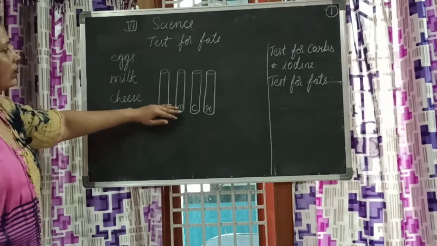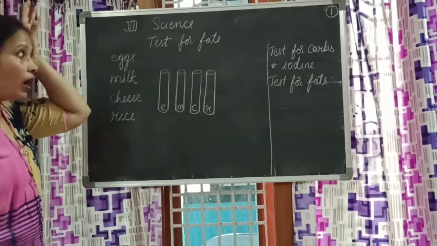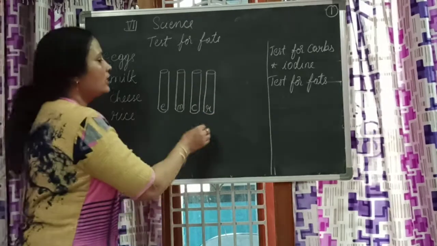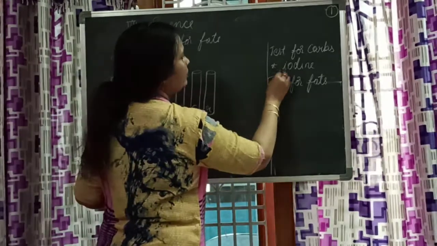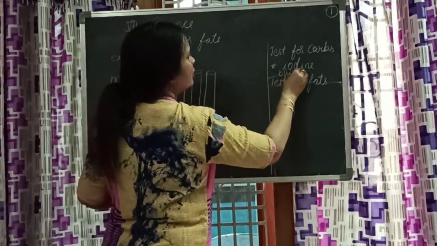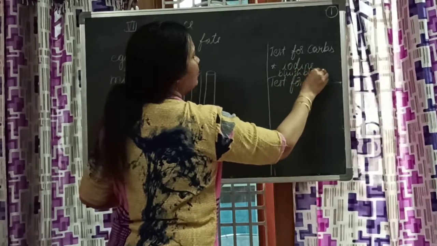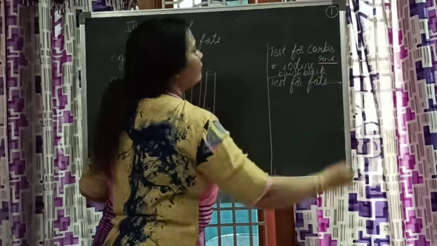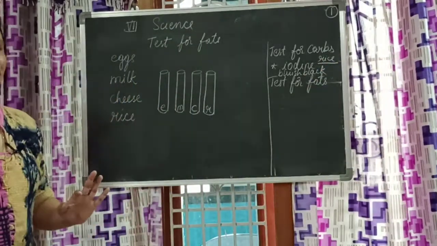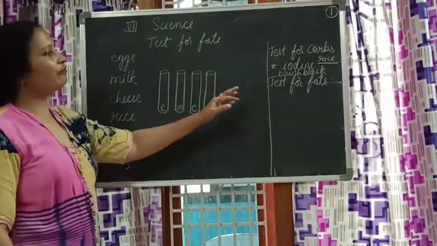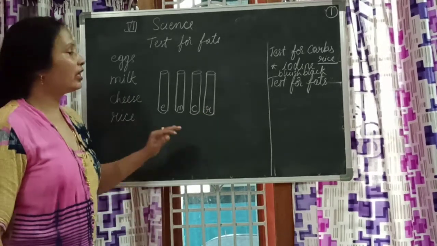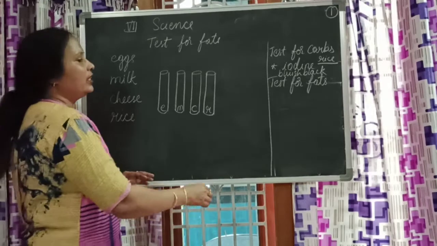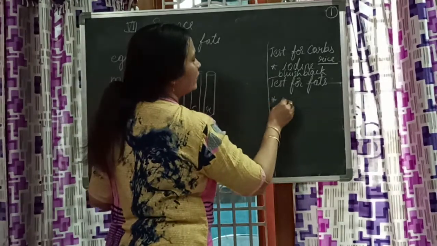Now in these things, first thing, iodine, when I added iodine, this turned bluish black. Bluish black, it shows the presence of starch. That means rice is having carbohydrates, that we understood. Now we have to test for fats. Here for this we don't need test tube. What we need is a paper.